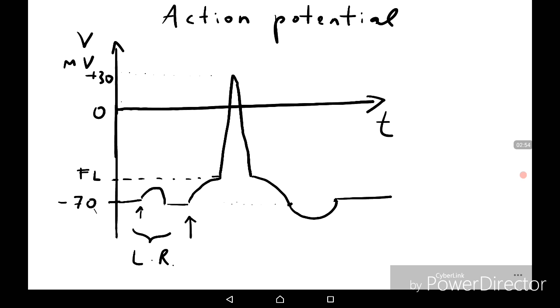So here we have an action potential, and we can name the parts of this graph. A, pre-spike. B, spike, the ascending and descending part of the spike. From this point to this point, we have negative trace potential, and from this point to this point we have positive trace potential.